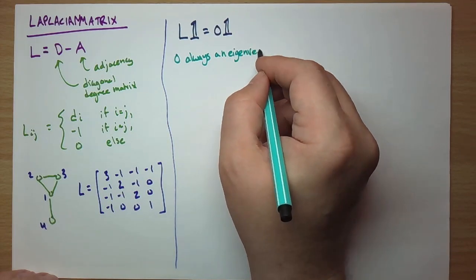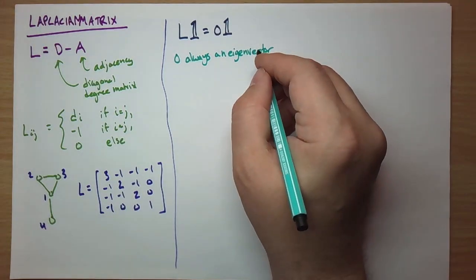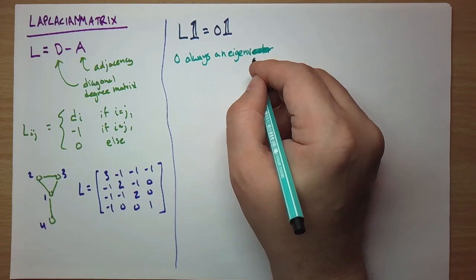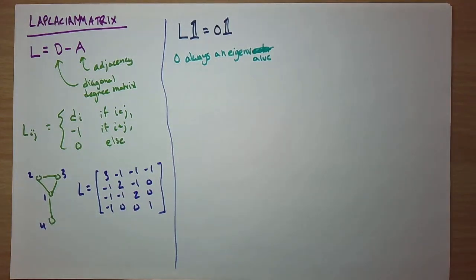Well, can we say more? Well, the zero vector is an eigenvector? No, 0 is never an eigenvector. 0 is always an eigenvalue. Yes. Can we go even further with that? Okay, so we can go further.